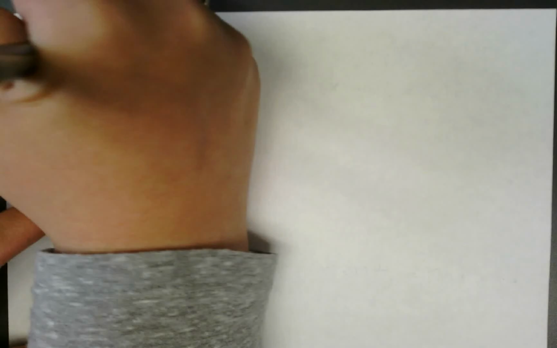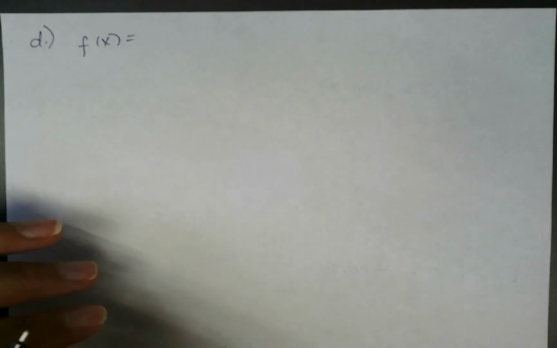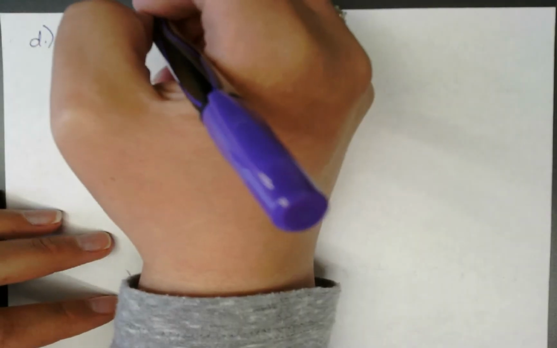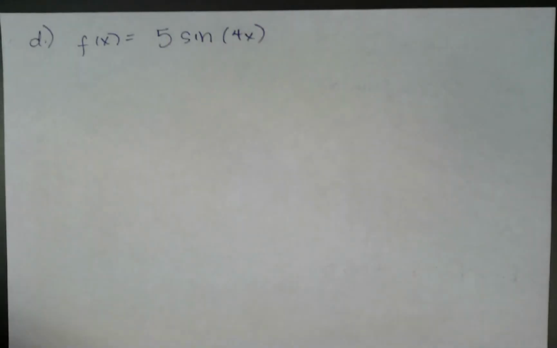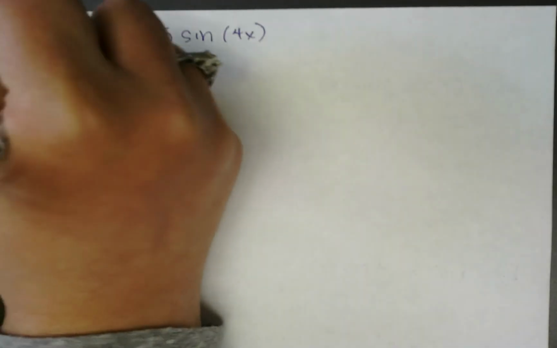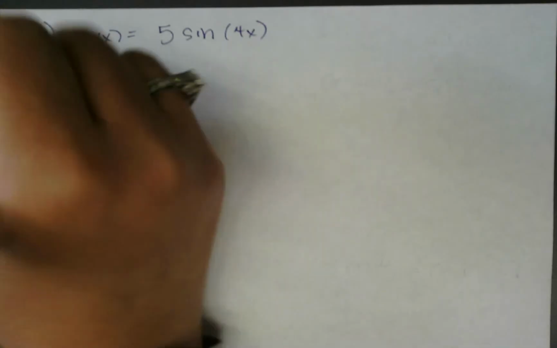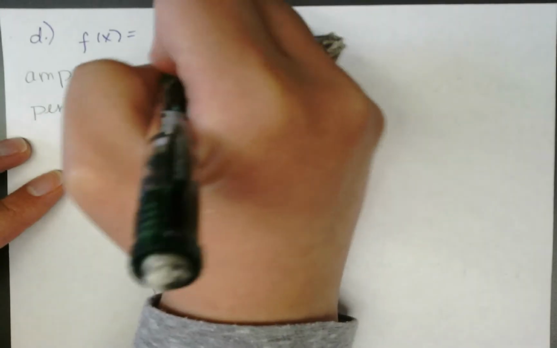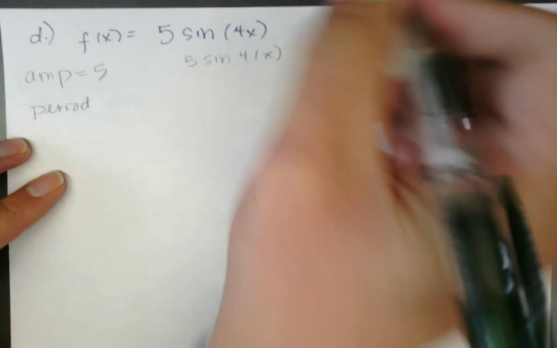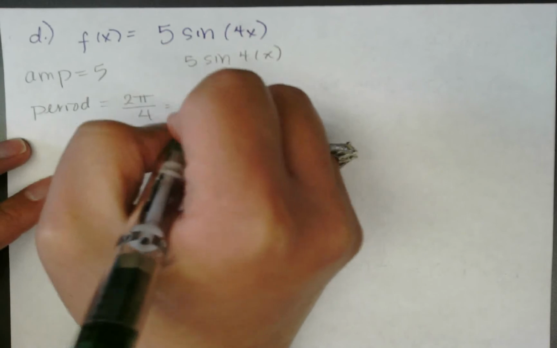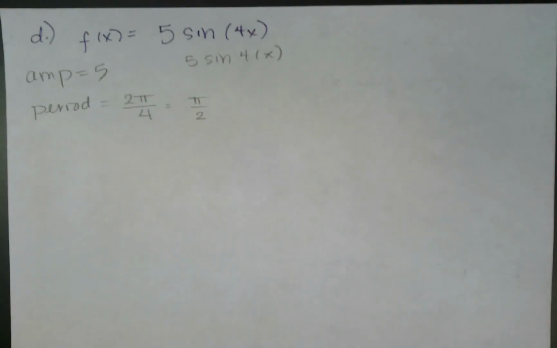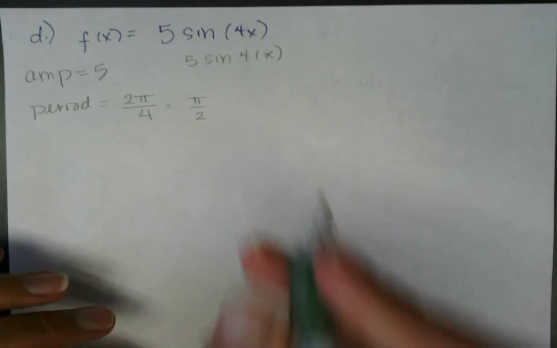This is insane. F of x equals 5 sine of 4x. Now my period and my amp. So amp equals 5. Bam, done. Just look at that number in front. Period. We're going to have, let's factor this out, 5 sine of 4 times x. So period equals 2 pi, that's the old period, over 4, which equals pi over 2. So that's my new period. So my graph only stretches out to pi over 2.